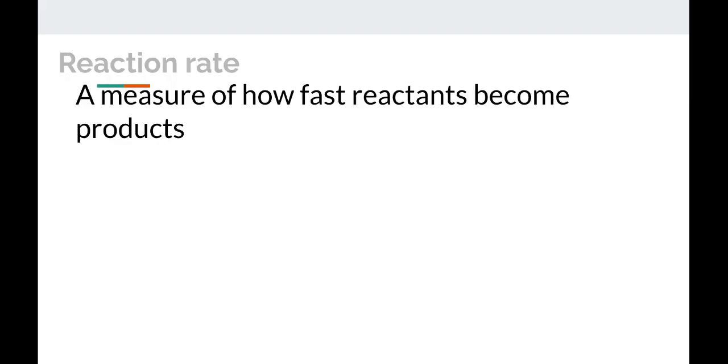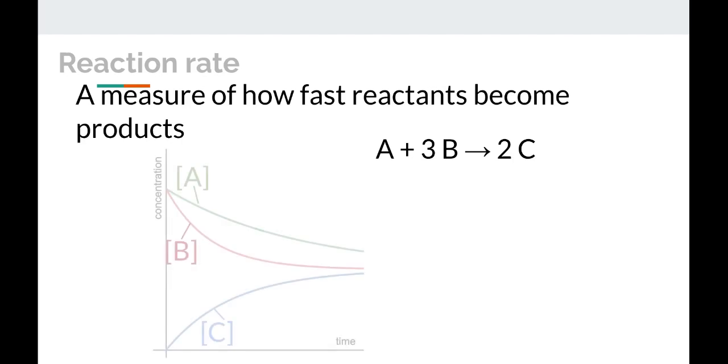Reaction rate is the basic way that we describe how fast reactants become products, or how fast the reaction is moving. One way we can think about this is by looking at the change in concentration over the change in time, which is basically what reaction rate is. So imagine we have this generic reaction of reactant A and reactant B, in a 1:3 ratio, creating product C. B and C aren't boron and carbon. These are just meant to be generic placeholders for real chemicals.